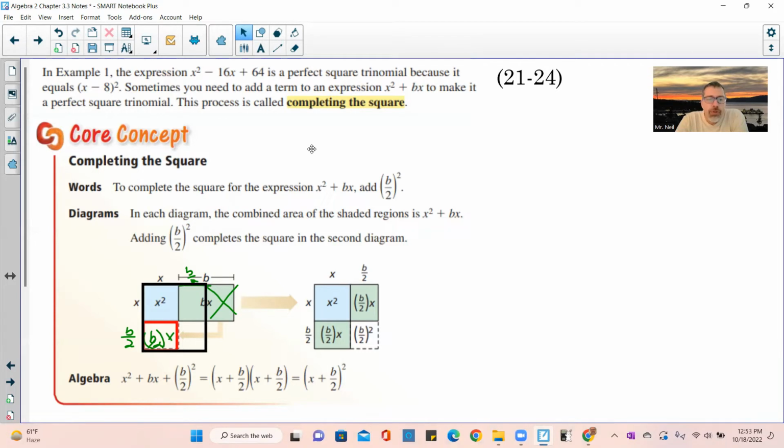B over 2 squared is c. So the square root of b over 2, I said 1/2. It's not 1/2. The square root of b over 2 is c. Okay. Anyhow, let's move on to another example.